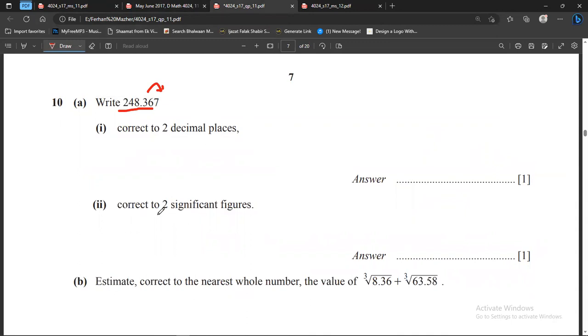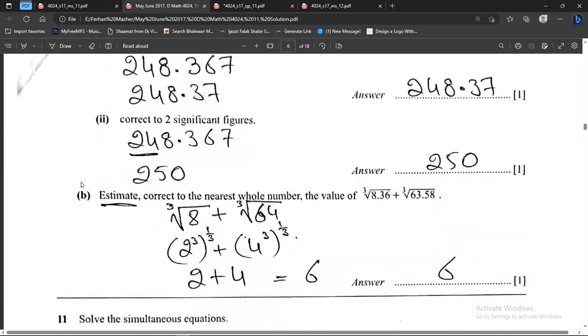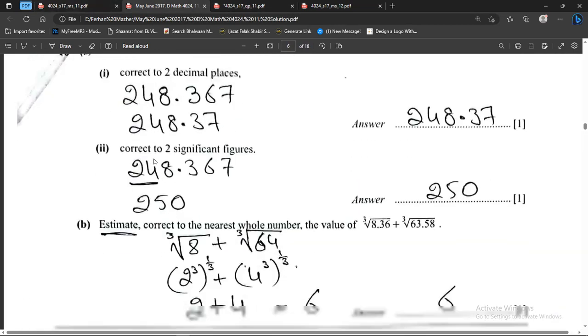Then he says correct to 2 significant figures. 2 significant figures are only the first 2. Okay. So when you write it up to 2 significant figures, it will become 250. So 250 is the right answer, sir. This is the solution.